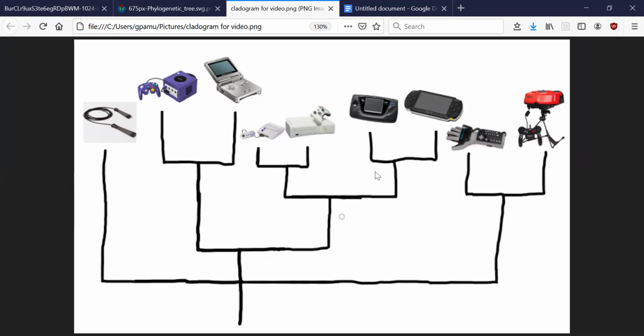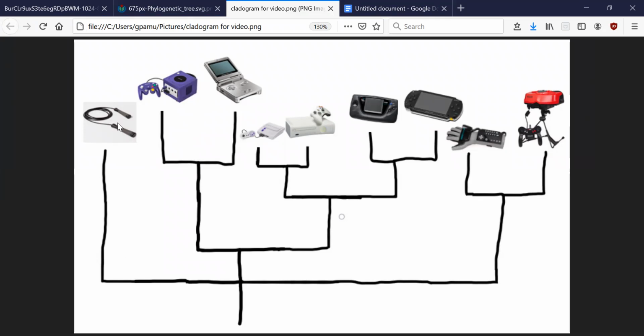The most recent common ancestor is where the branched OTUs share an ancestor. For this entire tree, it's at this point. For these two consoles right here, it's at this point. Now that we've covered the basics, let's dissect this example.